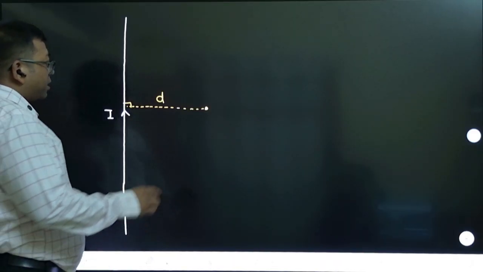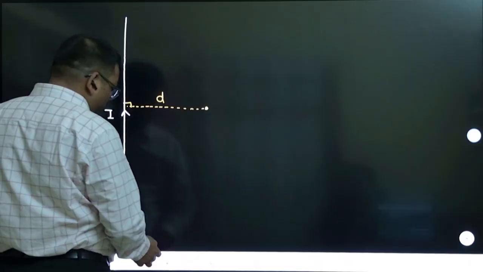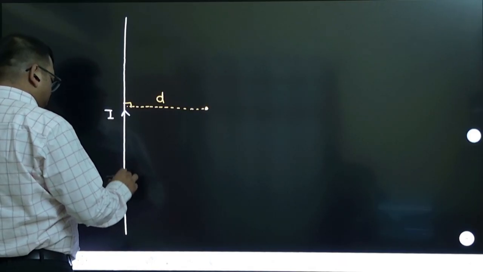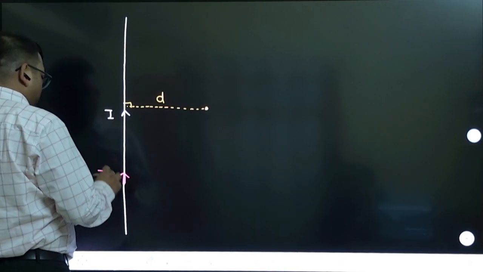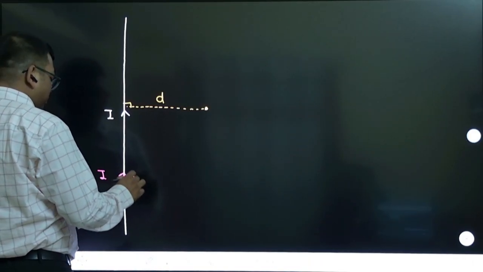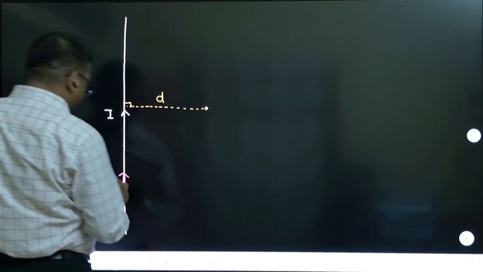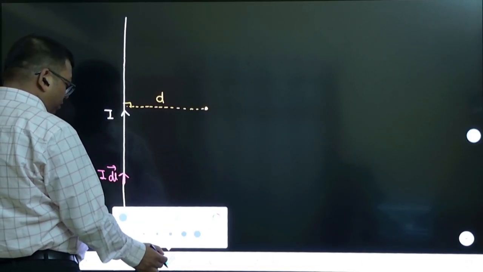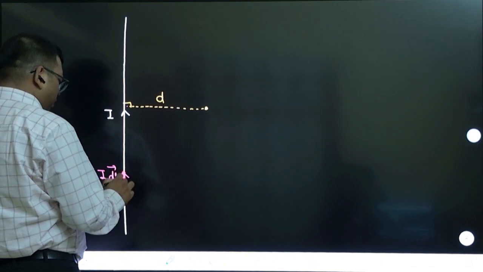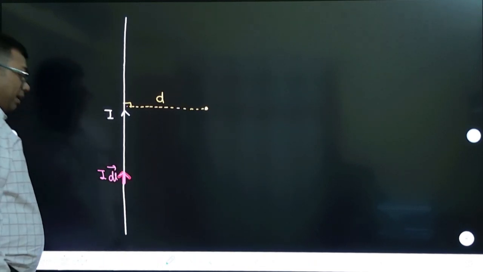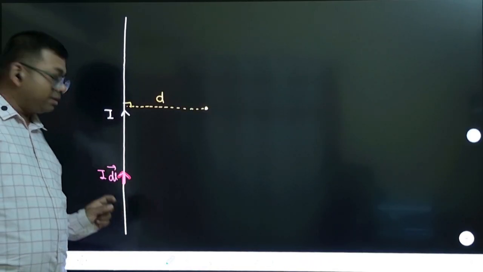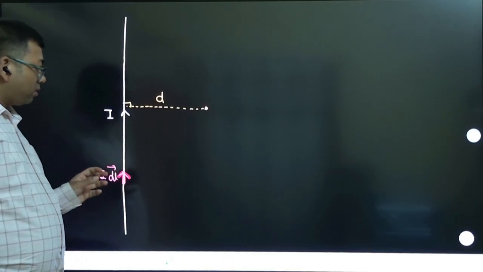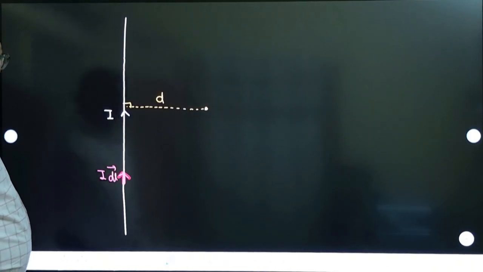I want to calculate the magnetic field here due to the entire wire, so I am going to use the Biot-Savart law. I think you know the Biot-Savart law, right? This is the current, and this length is dl, a small length. Let's write this as a vector dl. This is a small point that we are taking on the wire carrying current.